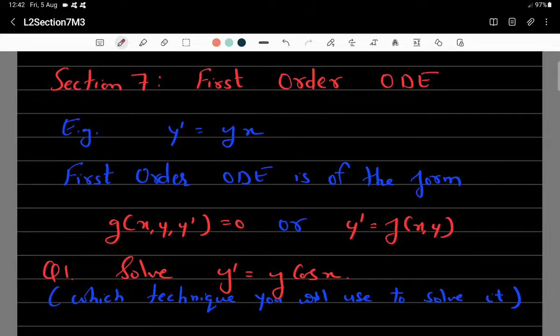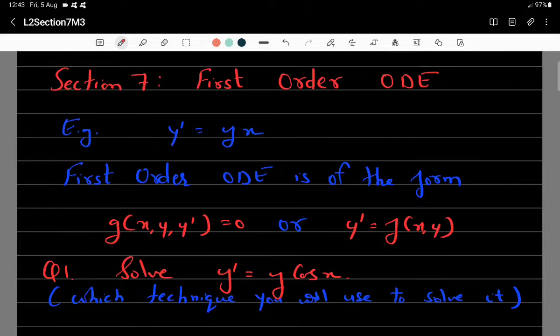If I write down y dash is equal to y(x), then it represents a first order differential equation. It means that if I have to write the generalized form, then it either looks like g of x comma y dash is equal to 0, or y dash is a function of x comma y. We have already discussed the order and degree concept in the previous class.